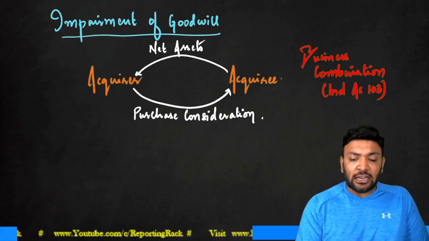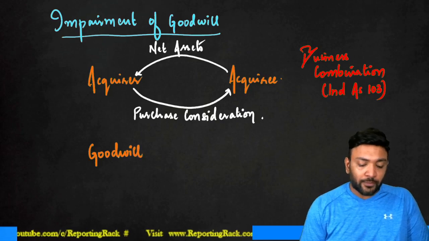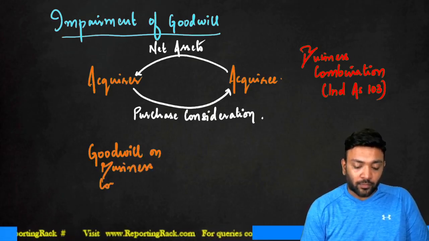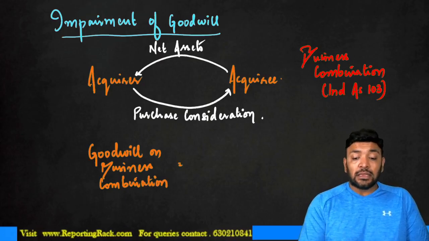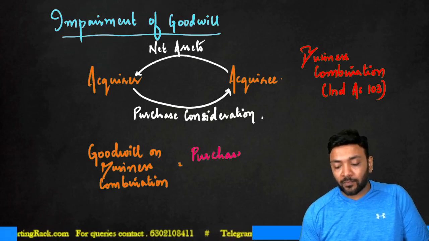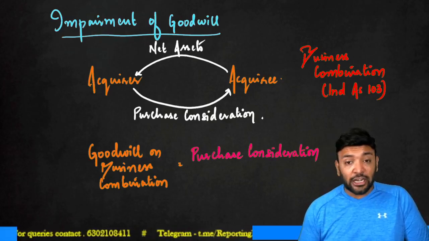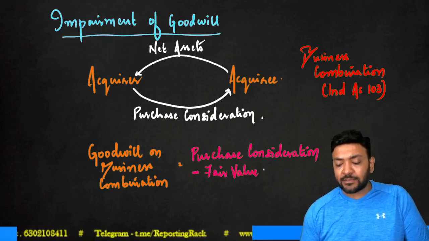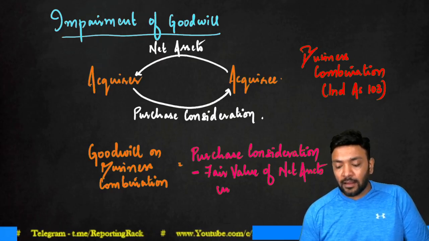So whenever I talk about goodwill on business combination, it is equal to the amount of purchase consideration which is paid in the transaction, reduced by, minus, the fair value of net assets in the acquiree.